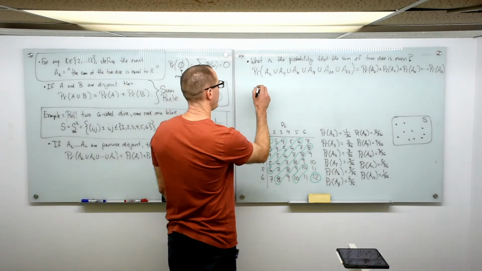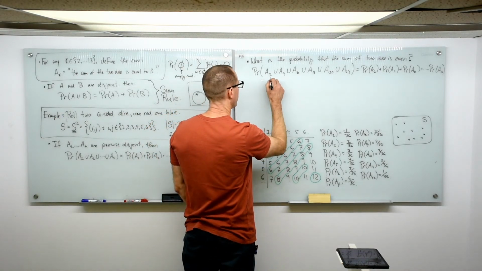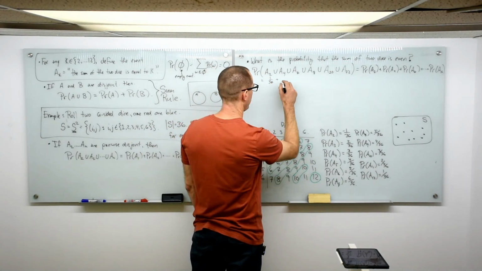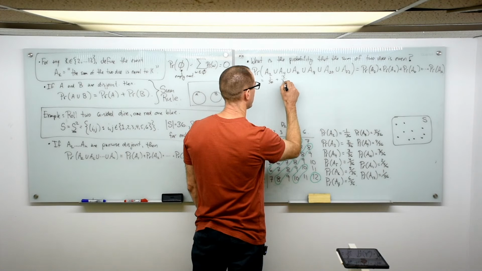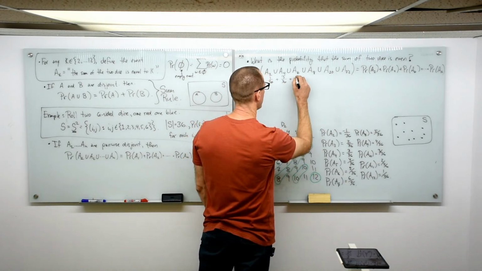And when we do that, it's a bit tedious. We do 1 out of 36, plus 3 out of 36, and we get 5 out of 36.